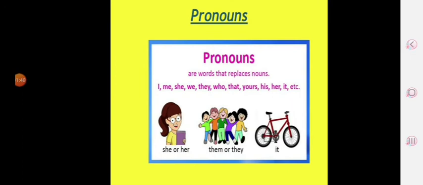Here are some examples like I, me, she, we, they, who, that, yours, his, her, it, etc. So children, I hope you know where to use she or her. She or her is used where there is the name of a girl, where we are talking about feminine gender. Okay. And he is used when we are talking about masculine gender, when we are talking about a boy, right? He and his, right? And we use they and them when there is more than one, it is a plural pronoun, right? And we use it when we are talking about any object or any animal name, right? So we use it over there.